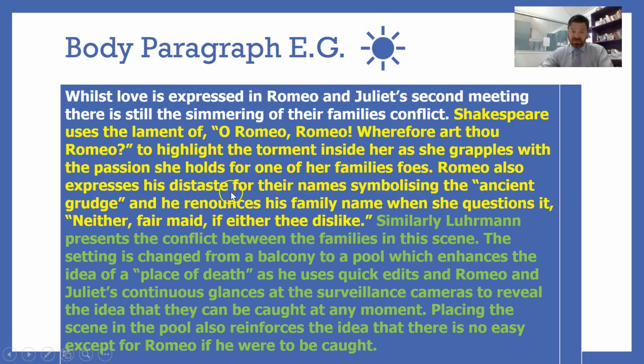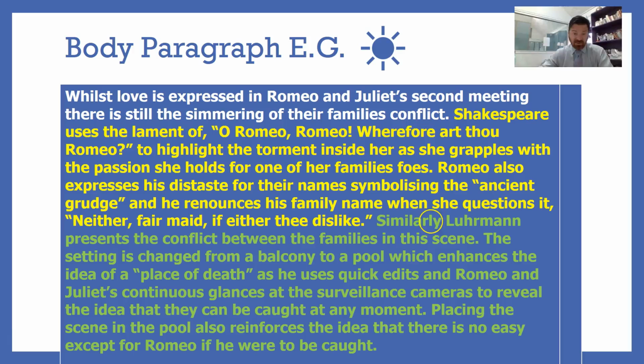Romeo also expresses his distaste for their names, symbolizing the ancient grudge, and he renounces his family name when she questions it. "Neither fair maid if either thee dislike." So we've got the symbolism here, and the fact that he's renouncing the family name. So we've got our techniques in there as well. And then we link it together, rather than having a paragraph for Shakespeare and a paragraph for Luhrmann, because we're talking about the same idea, which is their family's conflict in this one particular scene. We link it all together.